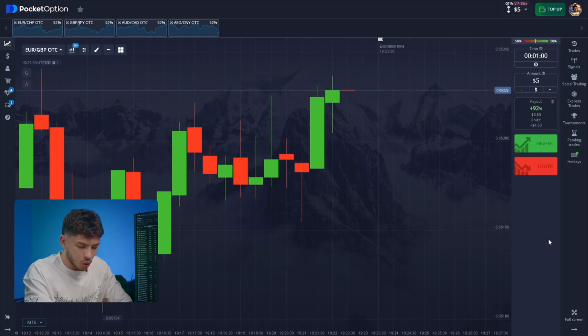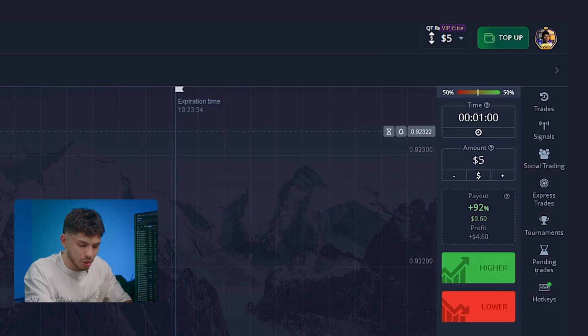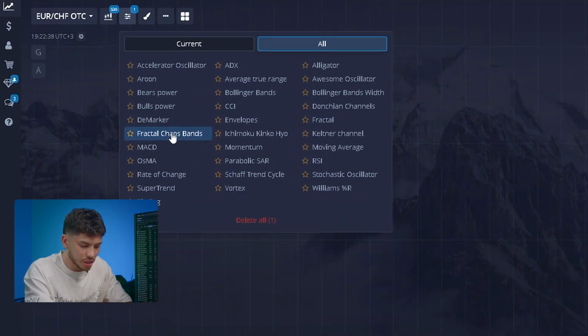I should mention that the goal of this video is to show you how the bot works, so the start will be purely symbolic. I'll also add the MACD indicator to analyze the bot's trades more thoroughly.